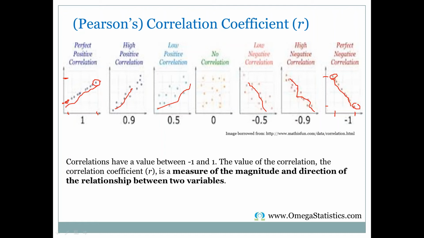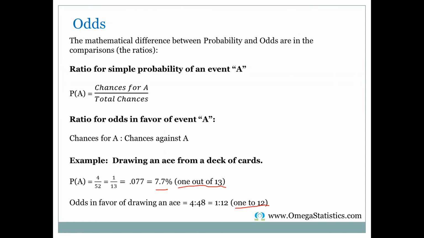So Isabella wanted me to clarify odds against A. Odds against would be, just turn this around. You would have the chances against A to the chances for A. So that would be your odds against. You would just turn this right around.